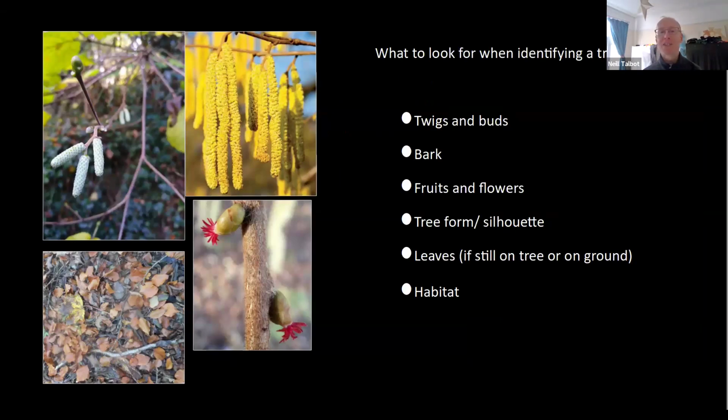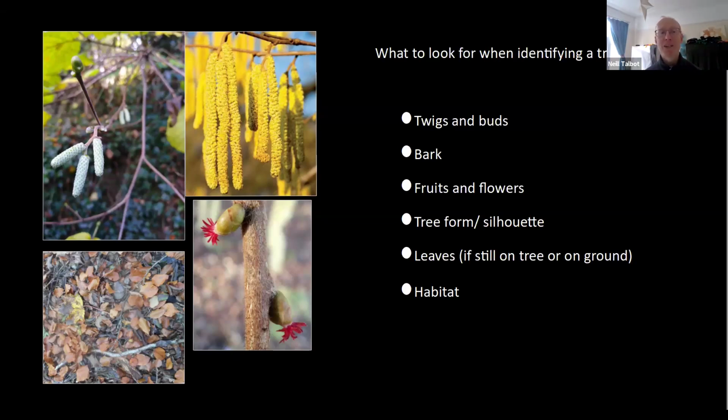The main features I'd say you need to look at, the first one is twigs and buds, and that is probably the one thing that I'd recommend looking at first, if you can get close. If there's low branches, you can get close to have a good look at the twigs and the buds. That's really good. Obviously, there's the bark. A lot of trees have quite distinctive bark. Then you've got the fruits and the flowers.